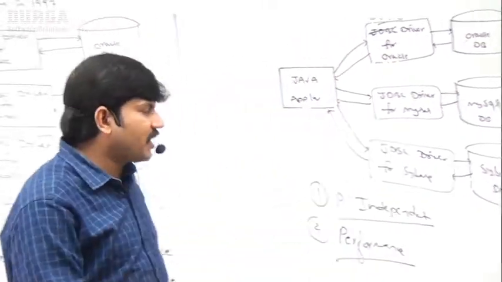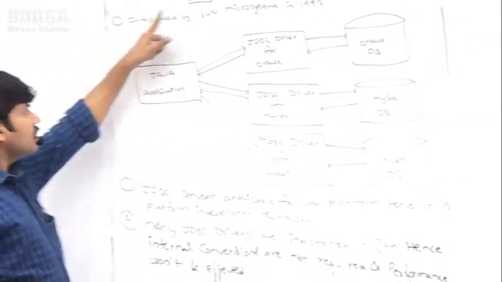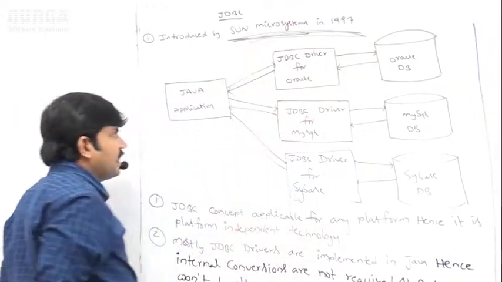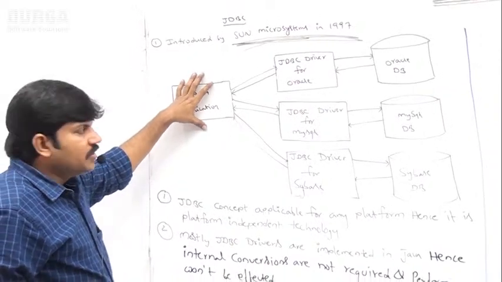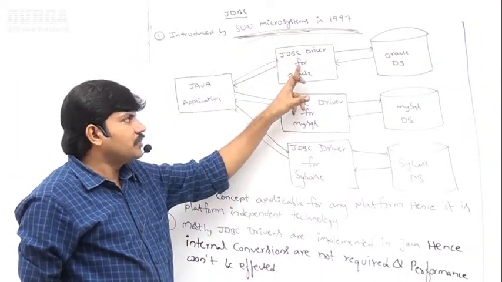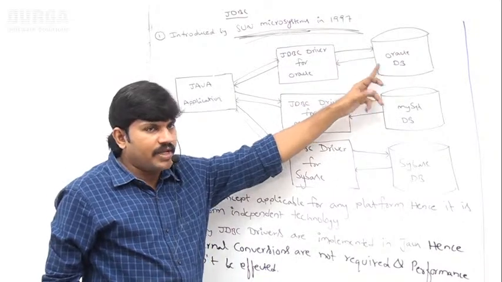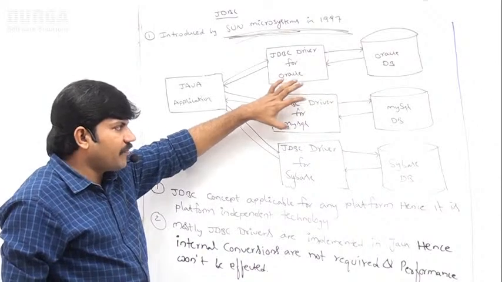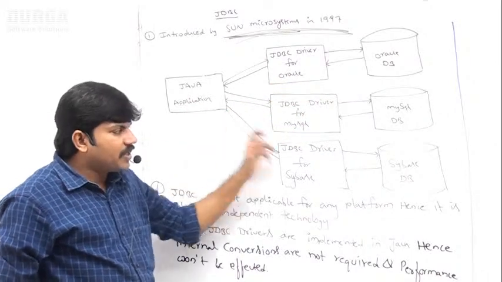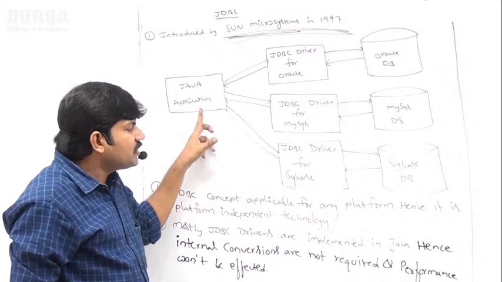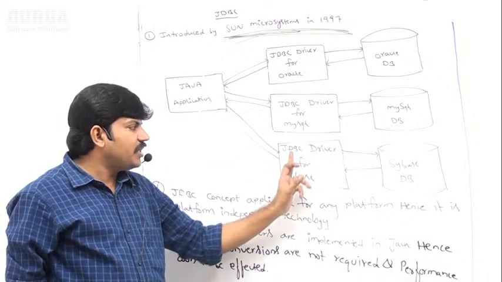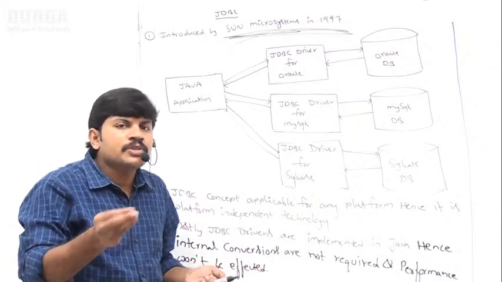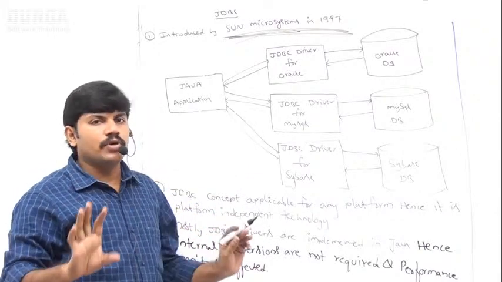Just let me review once again. Have you observed JDBC was introduced by Sun Microsystems in 1997? Java application, JDBC driver for Oracle, sir, which is responsible to communicate with the Oracle database. If the Java application wants to communicate with the MySQL database, JDBC driver for MySQL. If the Java application wants to communicate with Sybase, it needs the JDBC driver for Sybase and so on. So we have to choose the corresponding JDBC driver instead of an ODBC driver, sir.